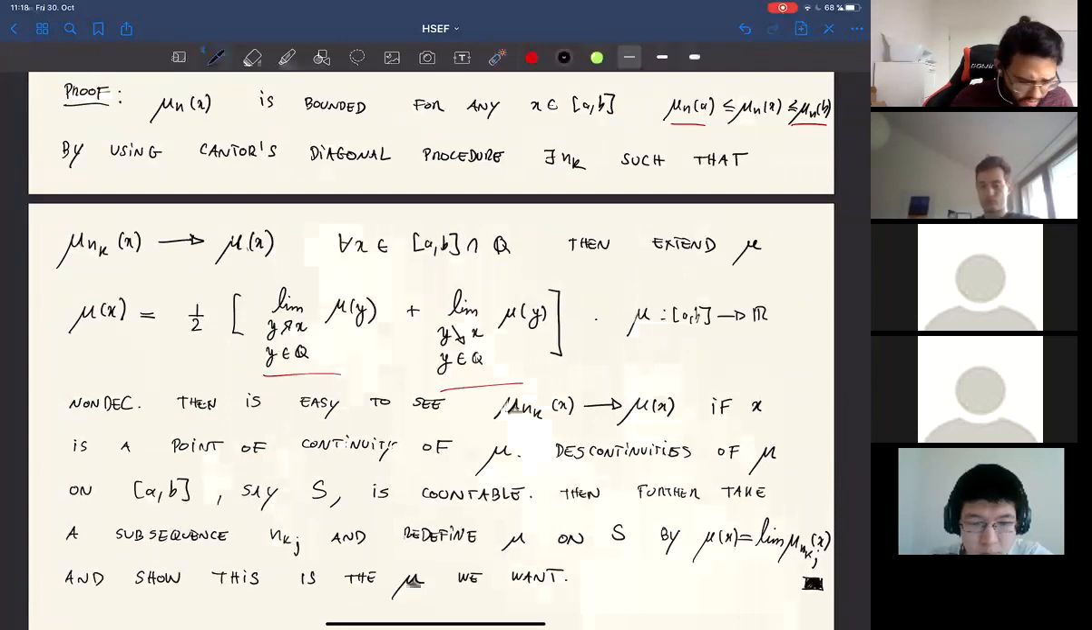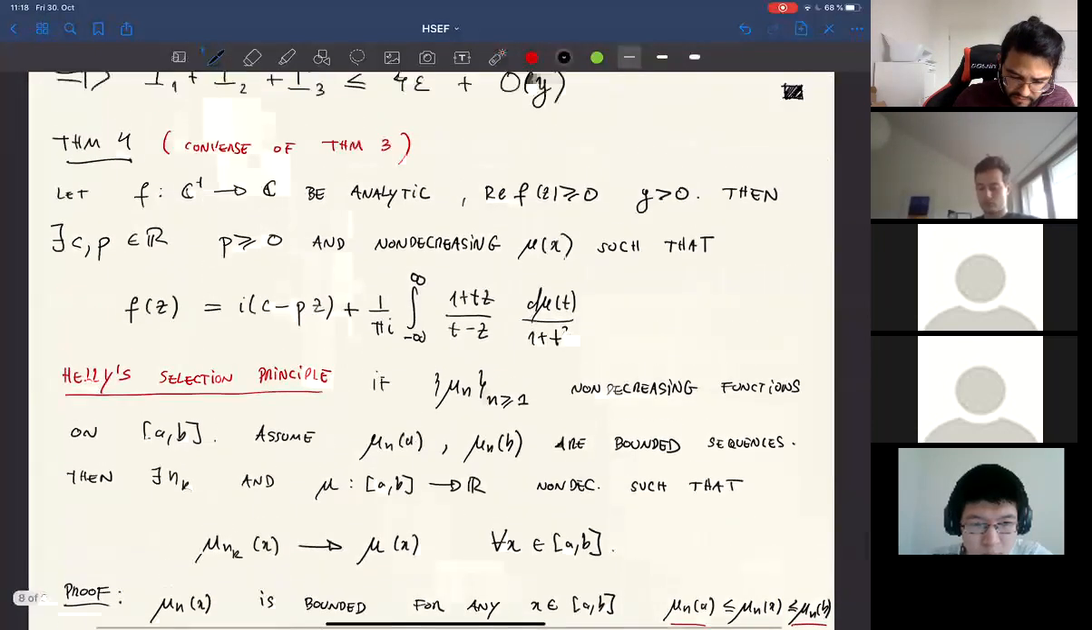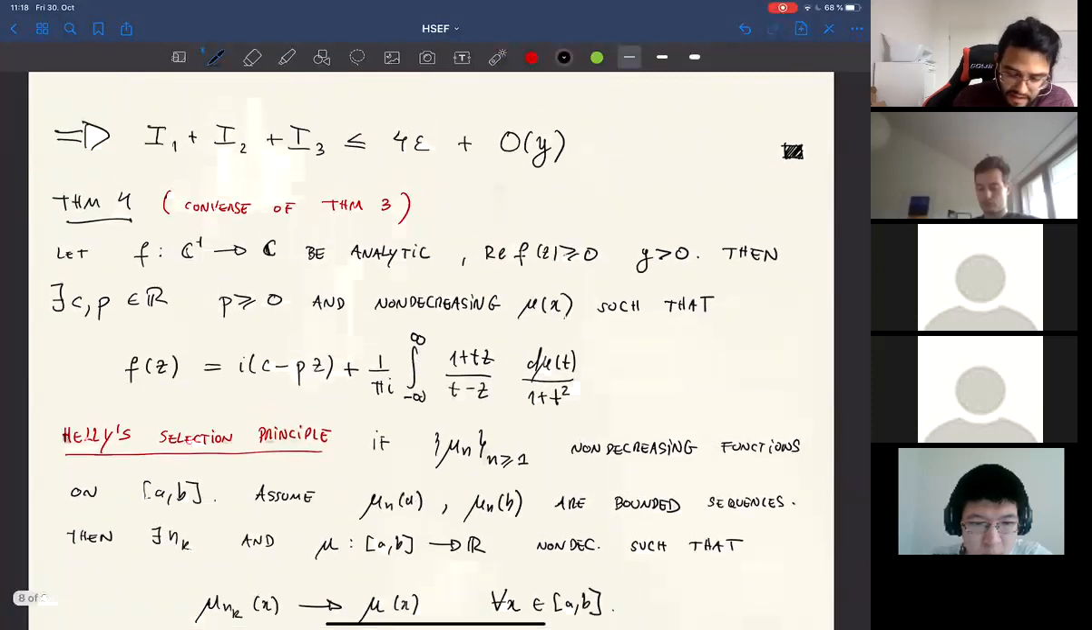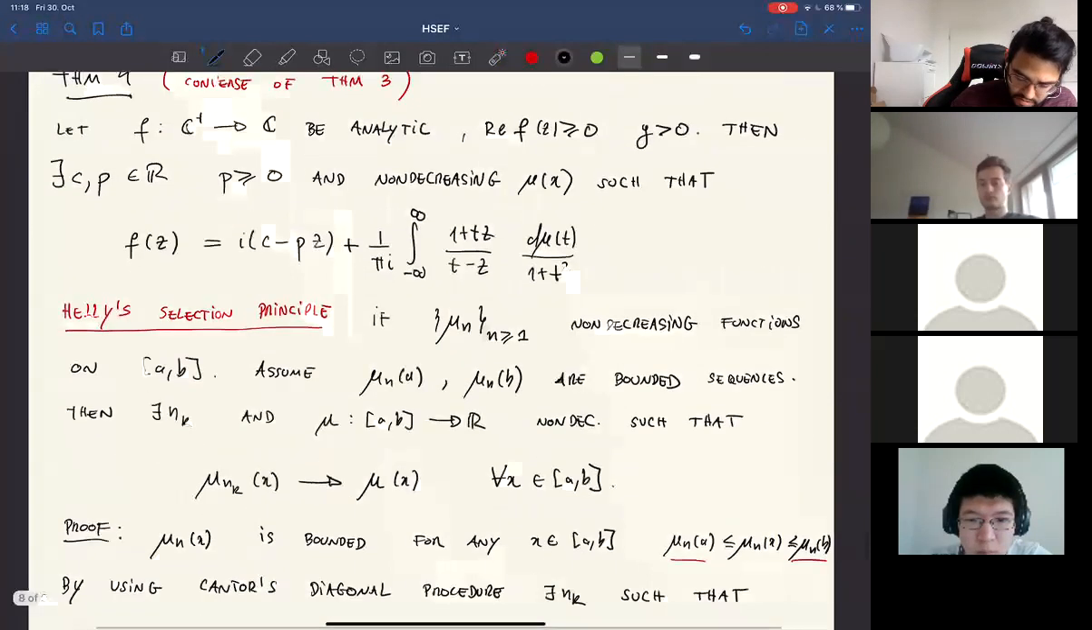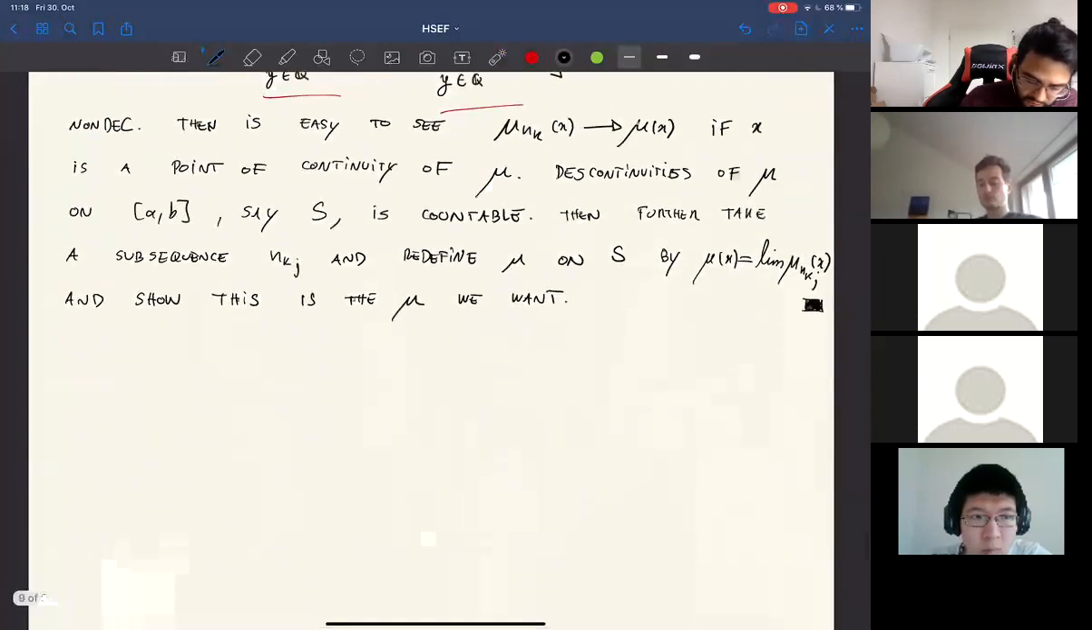Okay, so let me go to the proof of theorem 4. So let me just revisit. What we want to show is that, I give you an analytic function, with no negative real part in the upper half plane. And then I want to show that this function can be represented this way. Okay, so that's what I want to show. So let me continue. So proof.